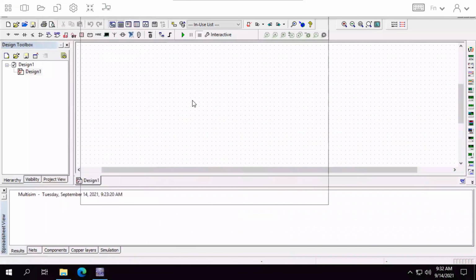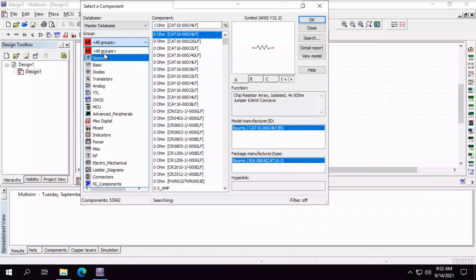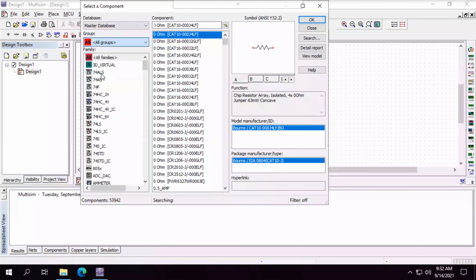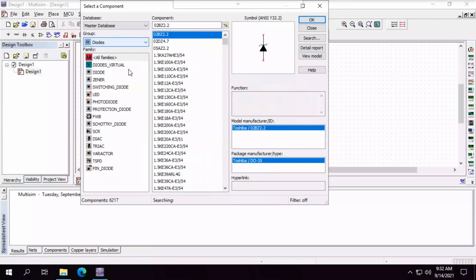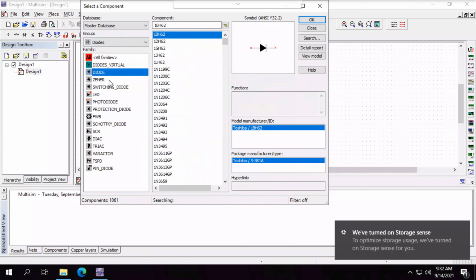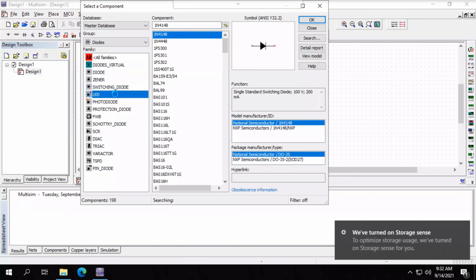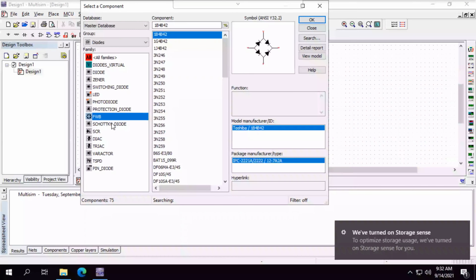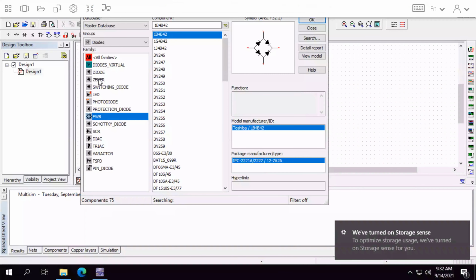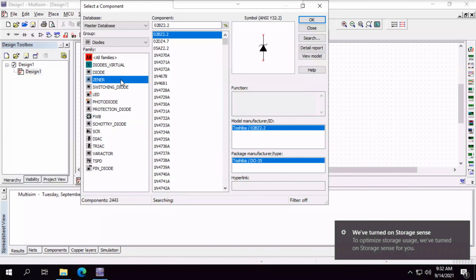I'm just going to go to place component and start looking for the components we need. We have the diodes category here, and inside of it you have lots of different subcategories. You have a regular diode, a Zener diode, switching diodes, LEDs, photodiodes. This is a bridge rectifier, full wave bridge. We'll talk about that later in the course. And then a few other types. Let me go to the Zener diode category here.